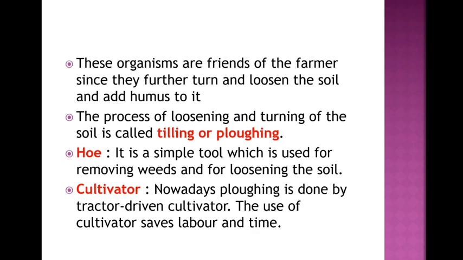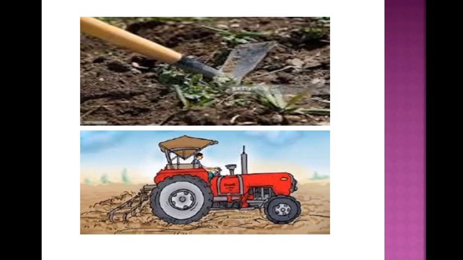And the hoe is a simple tool which is used for removing weeds and for loosening the soil. And coming to the cultivator, nowadays ploughing is done by tractor-driven cultivators. The use of cultivators saves labor and time also. Just look at the images. The first image is a hoe. This is a tool for the removal of weeds. These types of tools are used in agricultural fields. And coming to the tractor, nowadays by using these tractors, the soil becomes loosened.